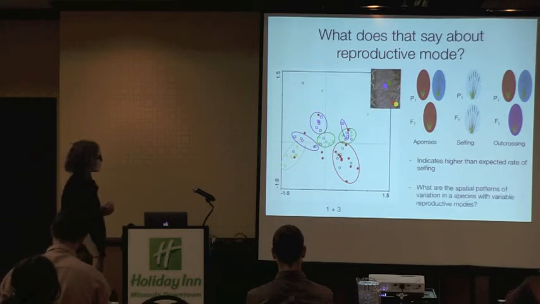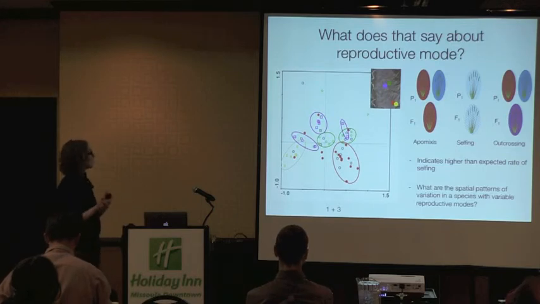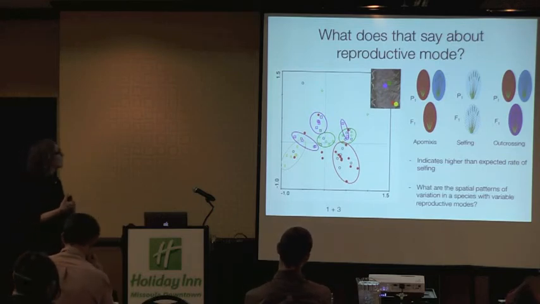or real intermediate relationships. So that gets back to a question that we haven't really answered here that is really interesting for the future in fleshing out this data set. What are the spatial patterns of variation in a species with variable reproductive modes?